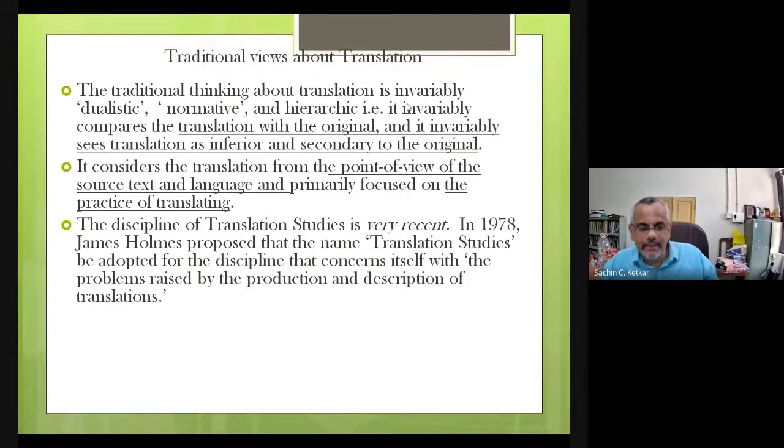But what happens is that we fail to take into account the history of this text and translation as a practice. What did translation do at that time, right? What was the impact of translated text on culture? What was the ideological, what was the historical agenda behind translation is also something that is lost. We don't take these into account.